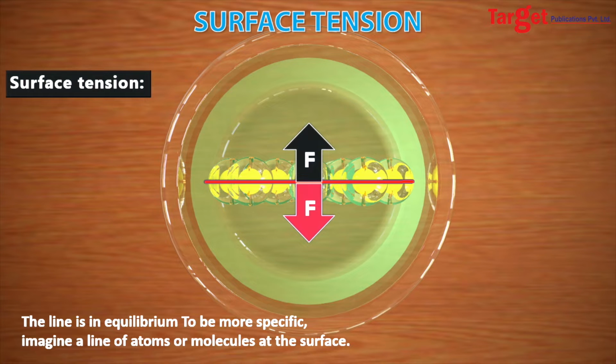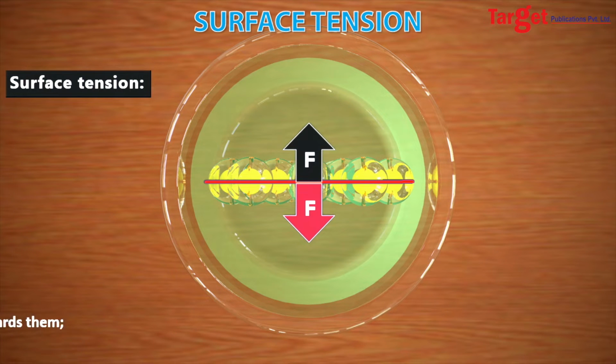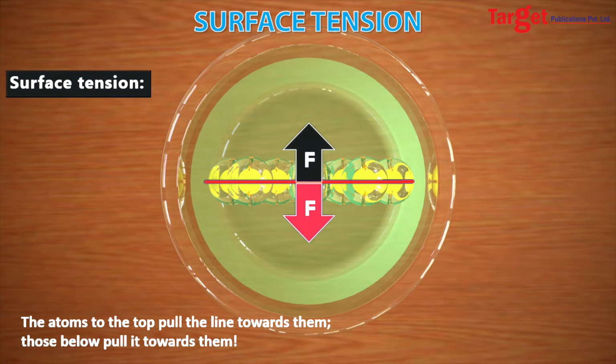To understand it better, one can imagine a line of atoms or molecules at the surface. The atoms or molecules at the top pull the line towards them in order to reduce their surface area, whereas those below pull it towards them. Overall, this line is in equilibrium but remains tight under the tension of these forces.